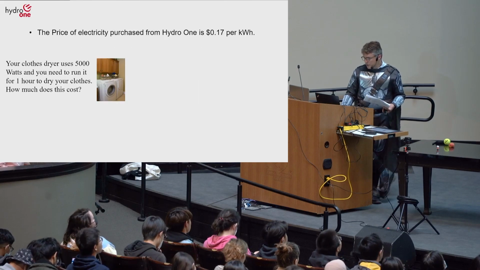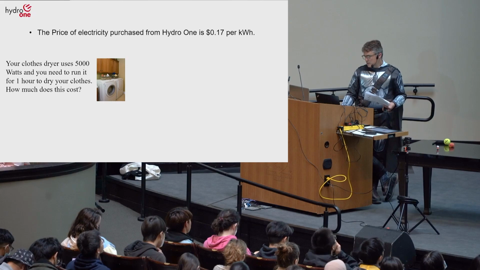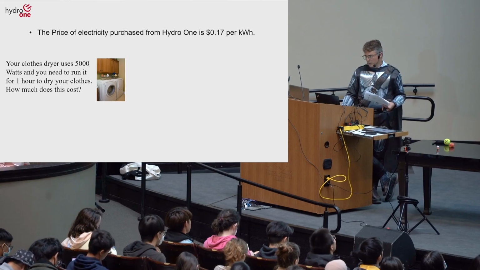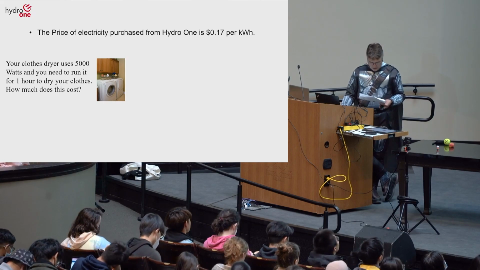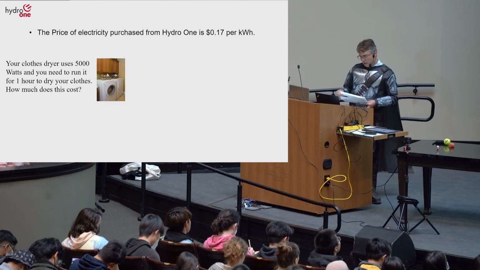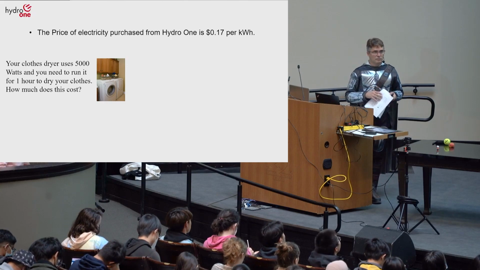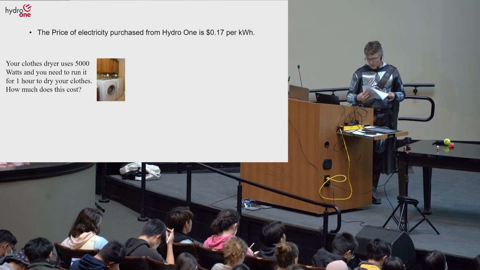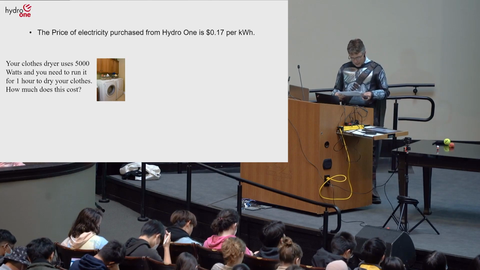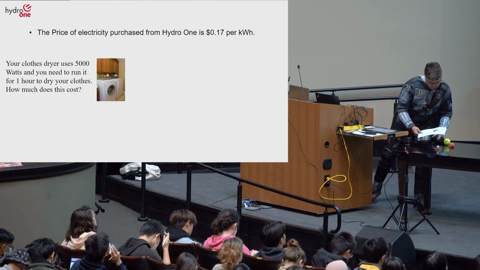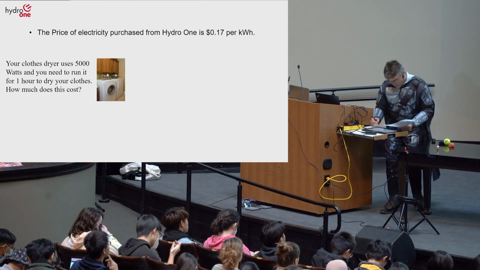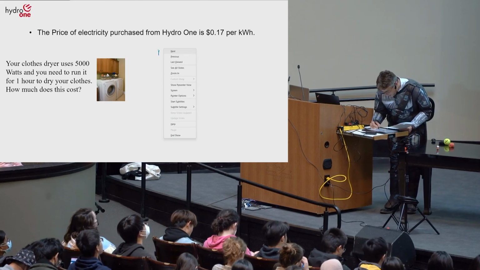The price of electricity, when you purchase it, is 17 cents per kilowatt hour. And so here's an example. You use your dryer. Your dryer says 500 watts on the back, or 5 kilowatts or something. And you run it for an hour. How much should that cost? Well, you can just figure that out.